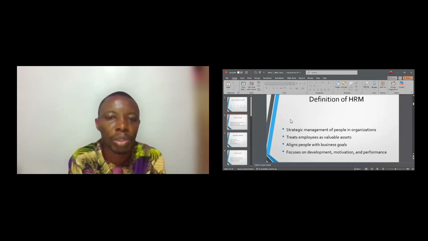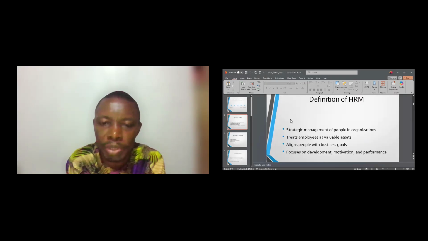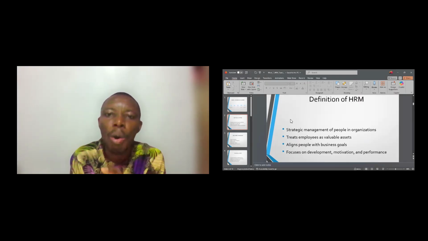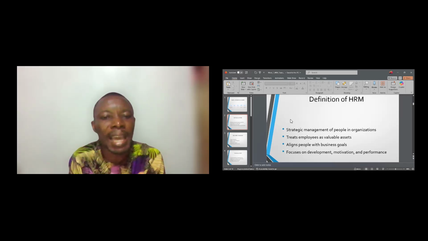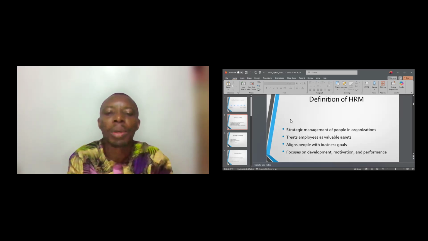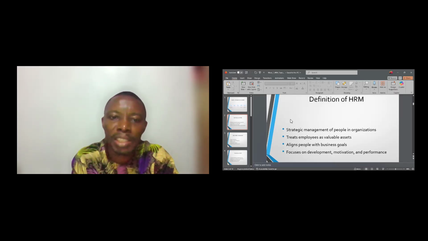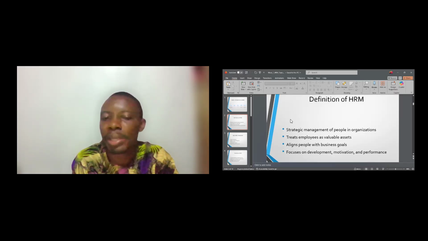For example, we want to recruit. Why do we need these people in this organization? Which department do we need them? How will we be able to utilize their potentials and what they are bringing to the table? How do we measure them? What are the metrics? So human resource management deals with strategic management of people in an organization.